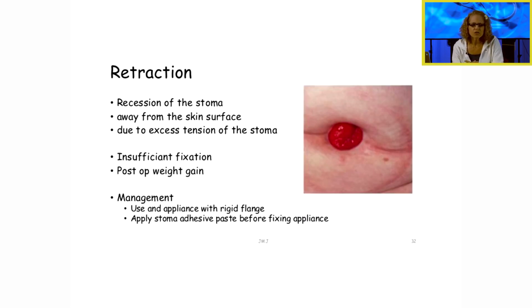This is retraction. So a bit ago, we talked about the fact that the stoma kind of needs to be out on top of the abdomen and not retracted or level with the skin. This is a recession of the stoma away from the skin surface. This can be due to excess tension of the stoma, insufficient fixation, post-op weight gain, and so we definitely want to make sure that the physician is aware of this if this happens. We might try to use a rigid flange for our appliance here.